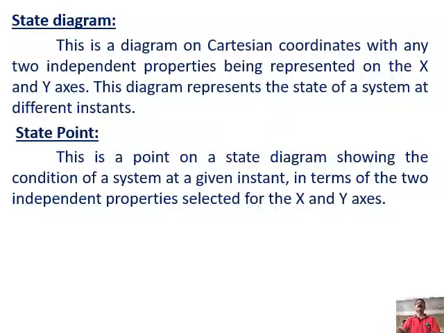Now what is the state point? This is a point on a state diagram showing the condition of a system at a given instant in terms of the two independent properties selected on the x and y axes. So a point on the state diagram. The state diagram you have just seen shows the condition of a system. Suppose you know the pressure and volume. So if I have a PV diagram here, this is pressure and here is the volume.